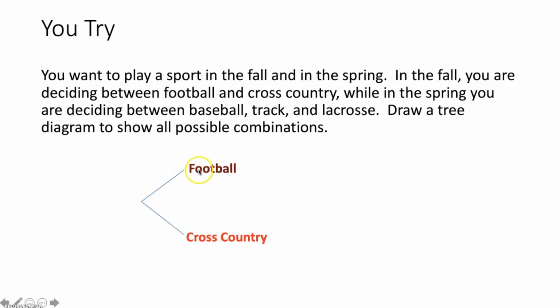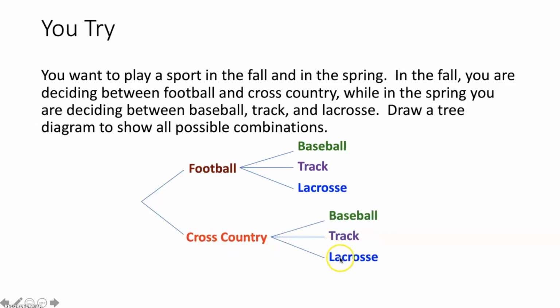Now, if you choose football to play in the fall, you can then choose between baseball, track, and lacrosse to play in the spring. Let's say you chose cross country in the fall though. You again can still choose between baseball, track, and lacrosse in the spring. Meaning, if we count the ends of these branches, that would be the total number of possible combinations. So there'd be 1, 2, 3, 4, 5, 6 different combinations to choose from.